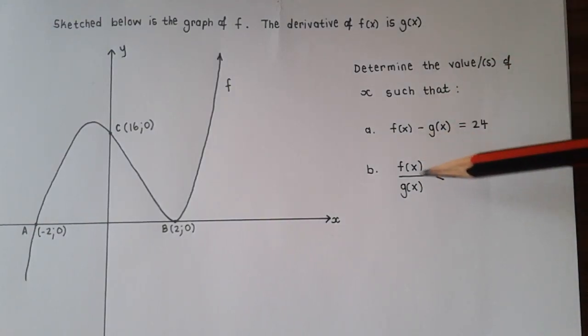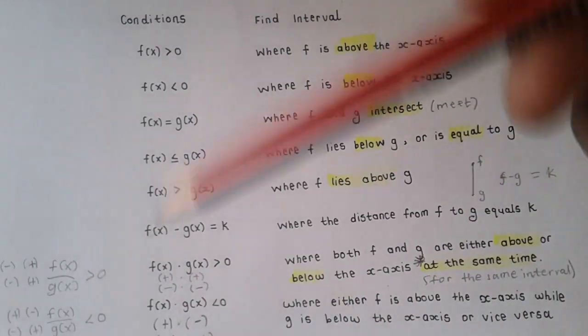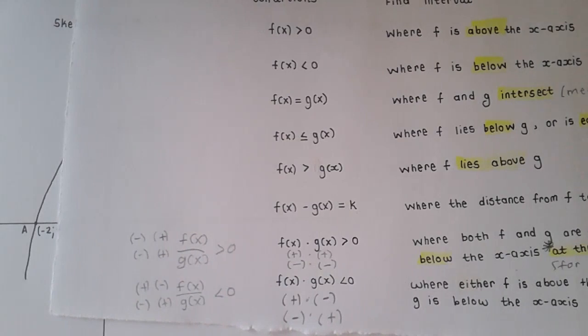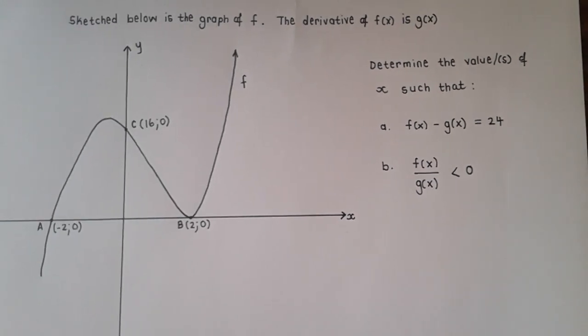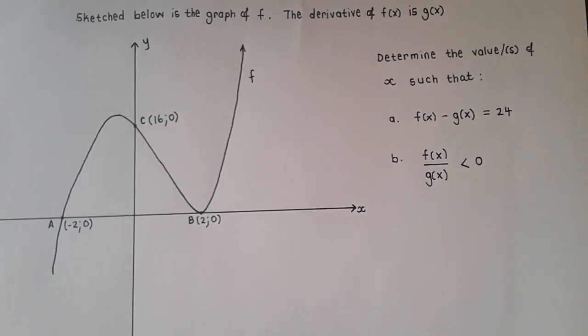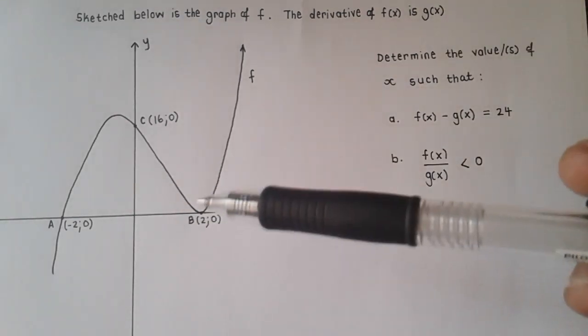The second one says f(x) divided by g(x) being less than 0. That was not part of the primary conditions that they want you to know, but I did mention it on the side as something that can be asked. By now you should get the gist of this. Notice that in order to answer these questions, you need to have the function g on the graph as well.